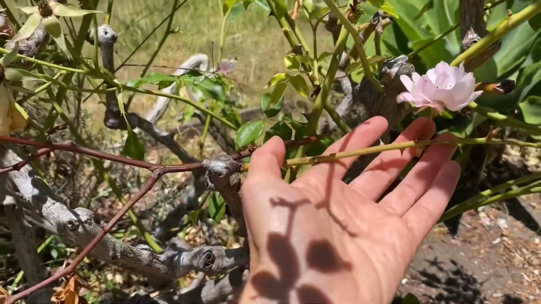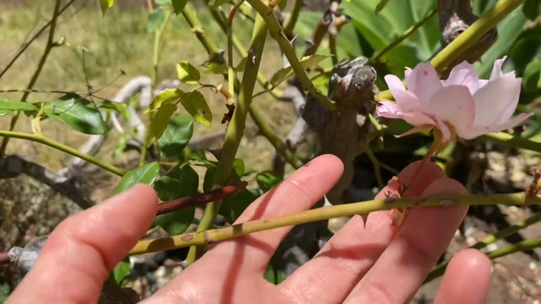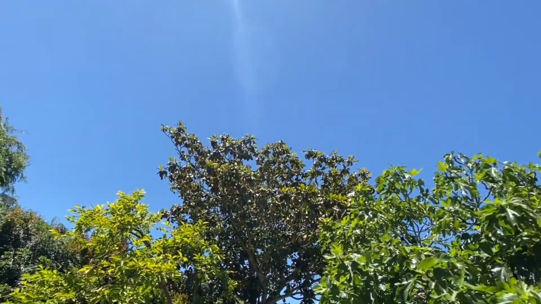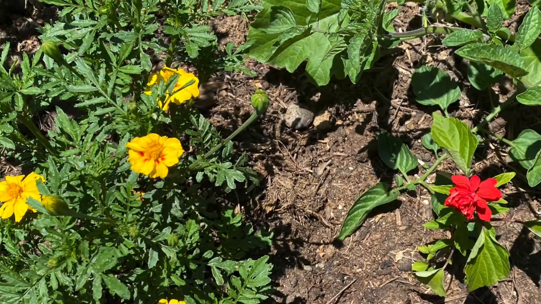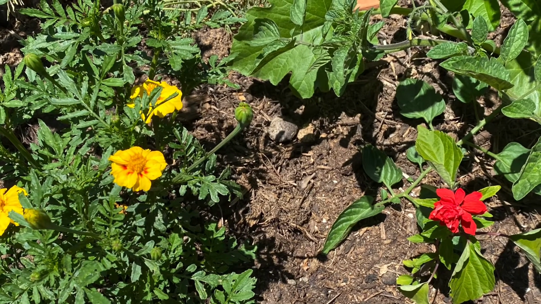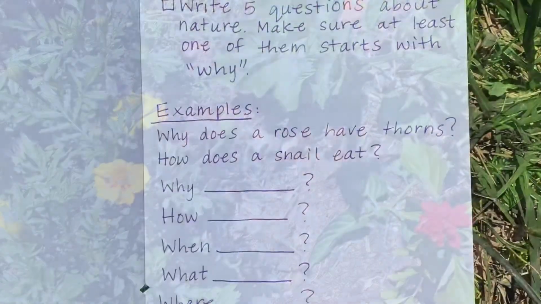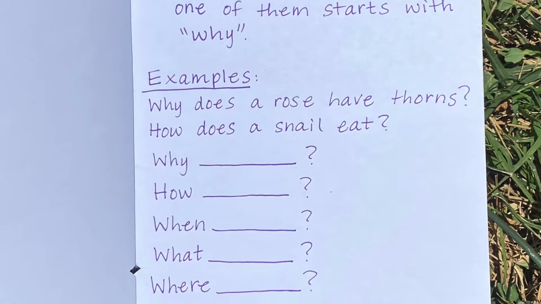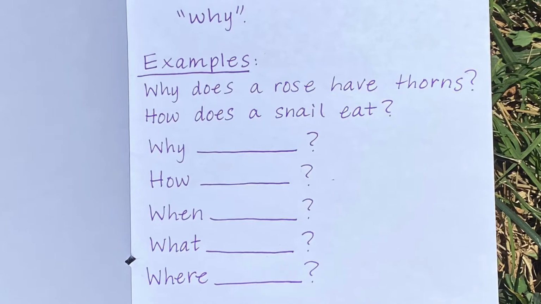For example, why do roses have thorns? Why is the sky blue? Why are flowers different shapes and colors? You can also ask questions with how, when, what, or where.